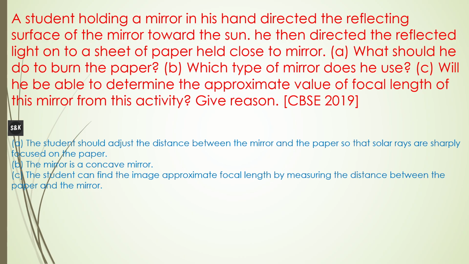A. The student should adjust the distance between the mirror and the paper so that the solar rays are sharply focused on the paper. B. The mirror is a concave mirror. And C. The student can find the approximate focal length by measuring the distance between the paper and the mirror.